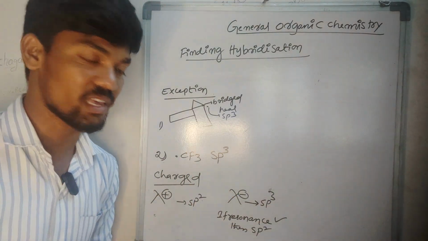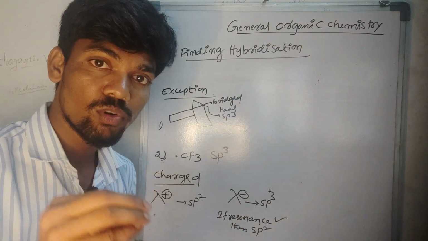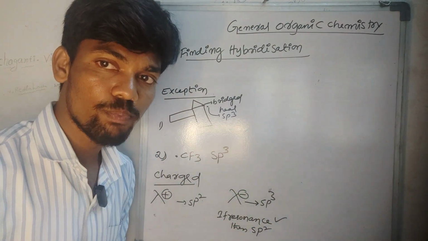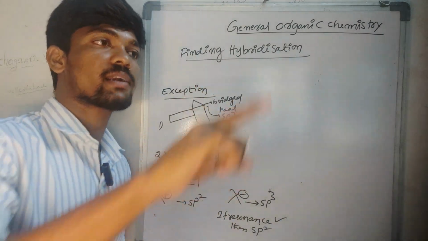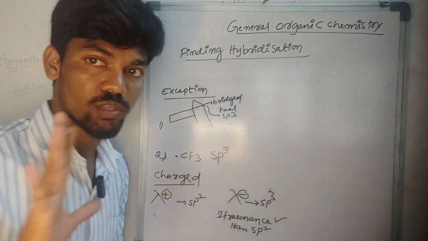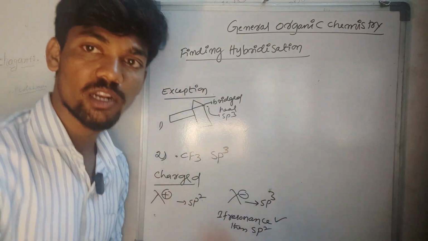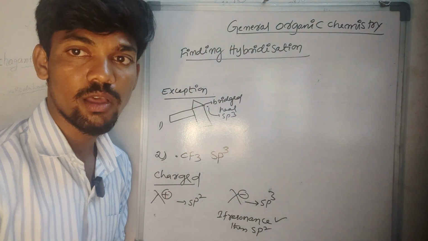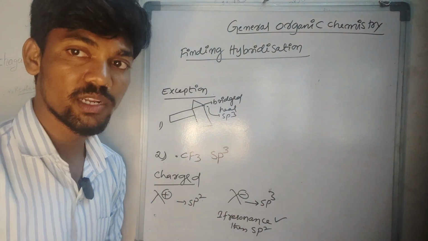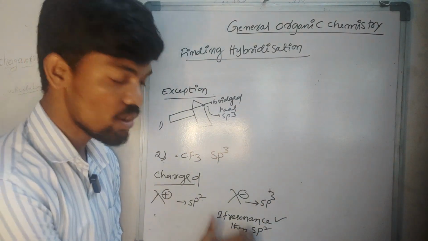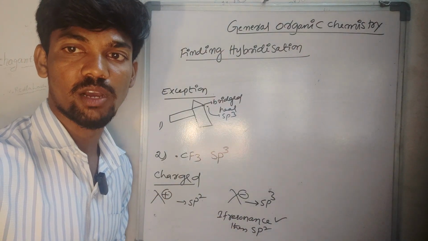If one case is there, if it undergoes resonance, it means it undergoes conjugation. Conjugation means double bond character, like electrons will flow like that. You know that conjugation. If conjugation or resonance is there, then we have to consider this carbon as an sp2 carbon. Carefully listen. If resonance is present, we have to take it as an sp2 hybridized carbon.